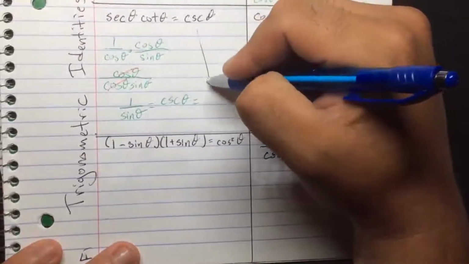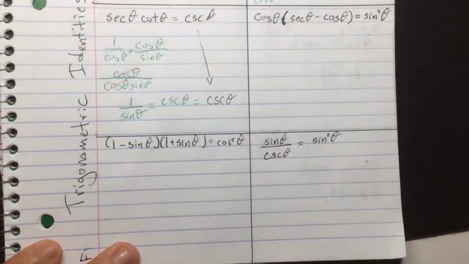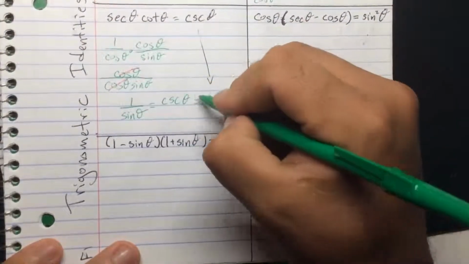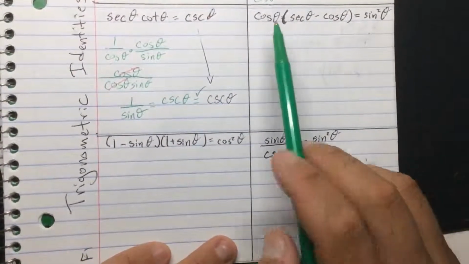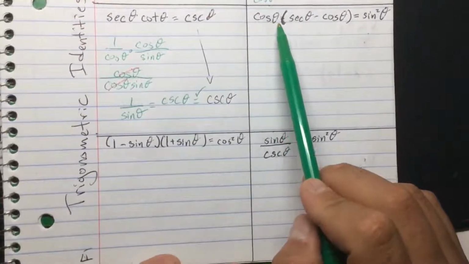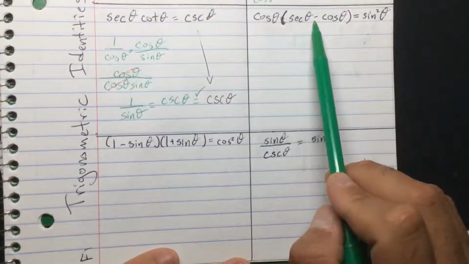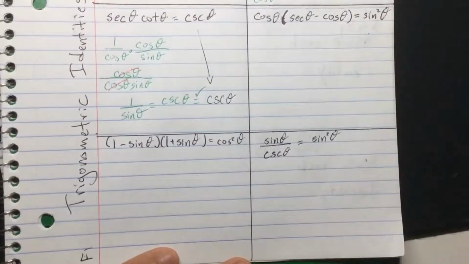So we'll bring this one down here: our cosecant theta. So this is a big check mark. Verified. All right, the next one. We have a distribution. We have cosine theta times parentheses secant theta minus cosine theta is equal to sine squared theta.